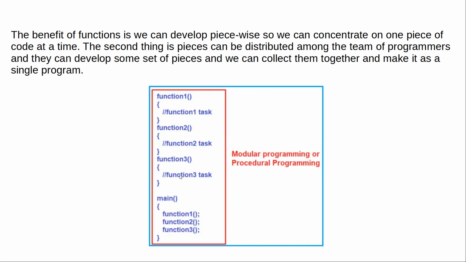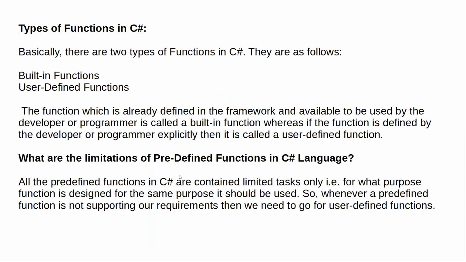And the same thing works for OOPs also. Functions are a set of instructions written to solve one specific task, and these functions are of two types in C#. One is built-in functions, one is user-defined functions.